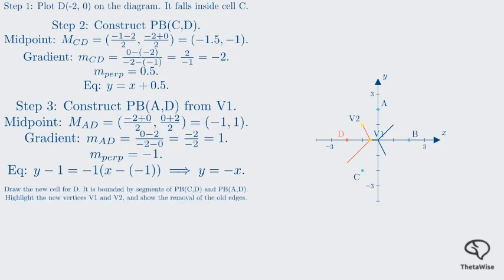So we have a new vertex V1, formed by the intersection of PBAC and PBDC. We then construct PBAD from V1 until it meets the edge PBAB at a new vertex V2. Finally, we remove the obsolete parts of the old diagram that are now inside the new cell D. The resulting diagram shows the new cell for D and the affected cells of A and C. Cell B was far enough away that it was not affected.